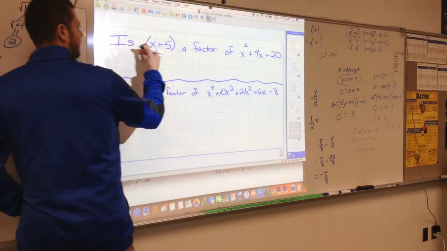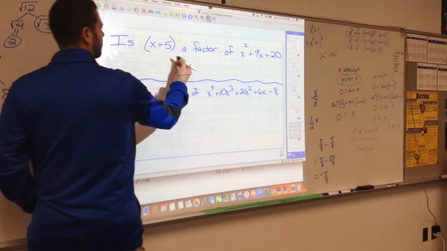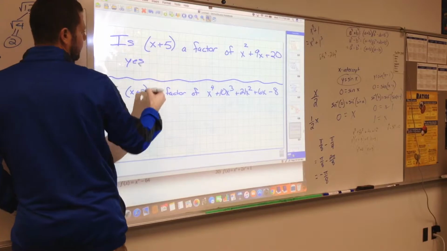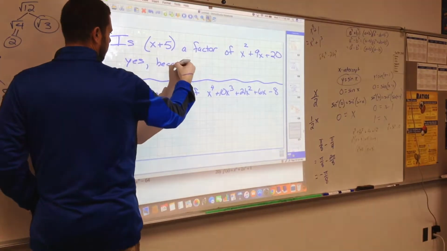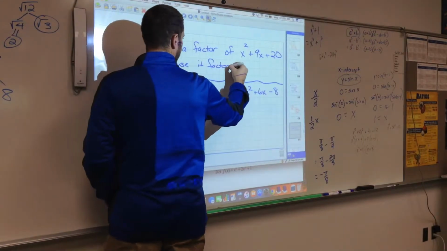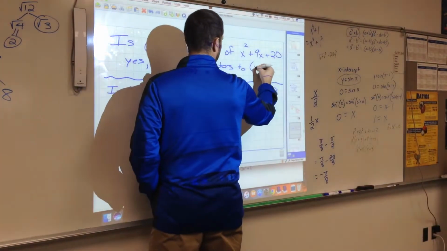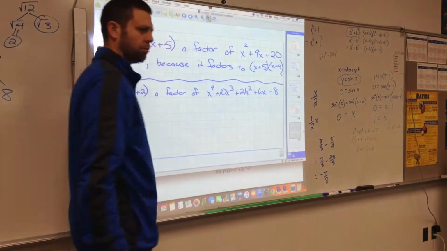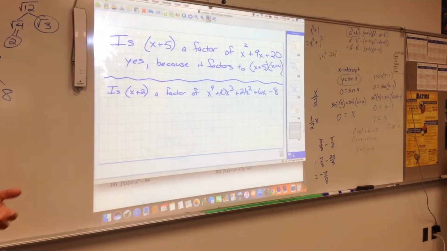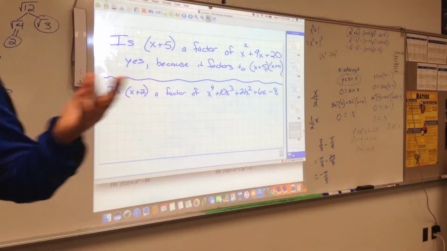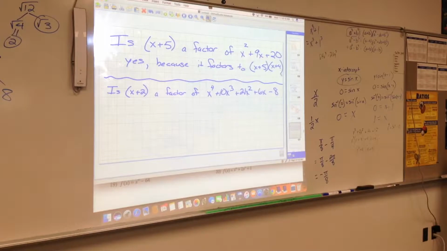So, if I ask you this question right here, is x plus 5 a factor of x squared plus 9x plus 20? Most of you said yes, because it factors to x plus 5 times x plus 4. So you came up with your answer of yes because you went ahead and factored it and realized that was one of the factors. That's where I think everybody's at in the room, and that's exactly what I expected to happen.